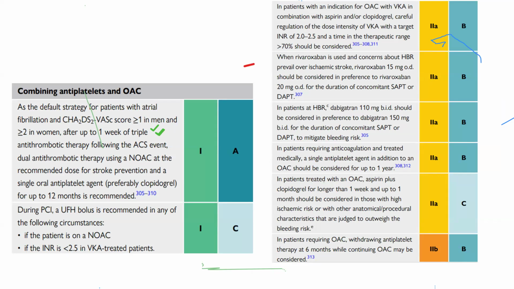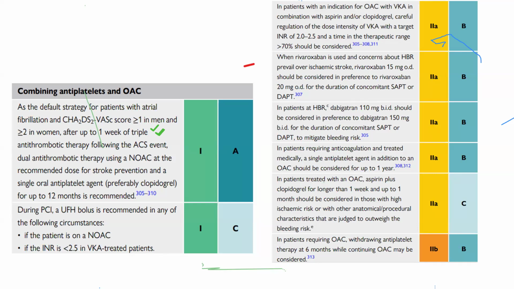Combining antiplatelets and oral anticoagulation. This can also be a very challenging thing to do. As the default strategy for patients with atrial fibrillation and CHA2DS2-VASc greater than or equal to 1 in men and 2 in women. Now, we all know that the update of the AF guideline in 2024 removed the sex component, so they may update this one. After up to a week of triple antithrombotic therapy following the ACS event, dual therapy using a NOAC at the recommended dose for stroke prevention and a single oral antiplatelet, preferably clopidogrel, for up to 12 months is recommended.